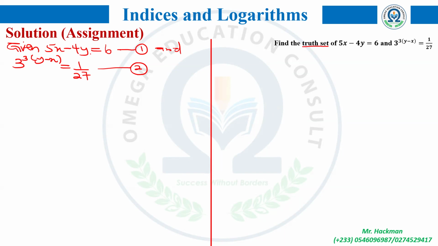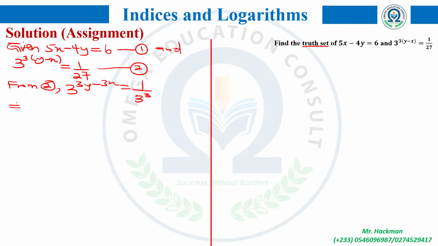Thankfully, the first one is in the form that we want, but the second one, no. So we need to transform the second equation, which is in the exponential form, to the normal equation form. So we pick our equation 2. We are going to expand this, and that will give me 3y minus 3x will be equal to 1 over 27, which is 3 to the power of negative 3.